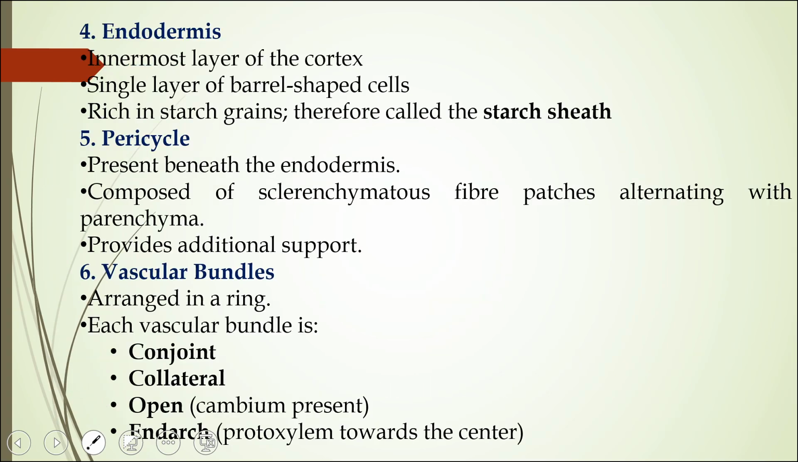The endodermis is the innermost part of the cortex, a single layer of barrel-shaped cells with starch grains present, so it is called a starch sheath. Just below the endodermis is the pericycle region, composed of sclerenchymatous fiber patches alternating with parenchyma. It gives additional support. The vascular bundles are arranged in a ring, and are conjoint, collateral, open, endarch.